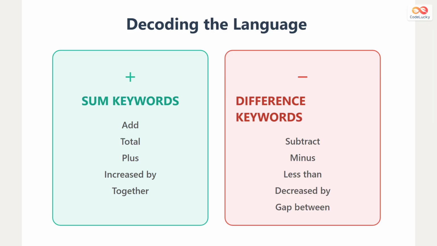The most important skill here is translation. You need to spot the keywords. For sum, look for words like add, total, plus, increased by, or together. For difference, look for subtract, minus, less than, decreased by, or the gap between two numbers.